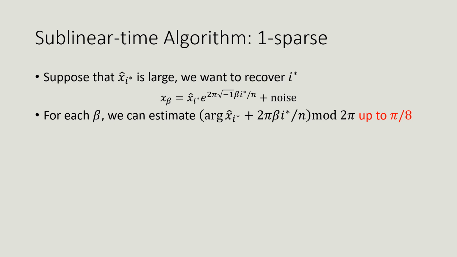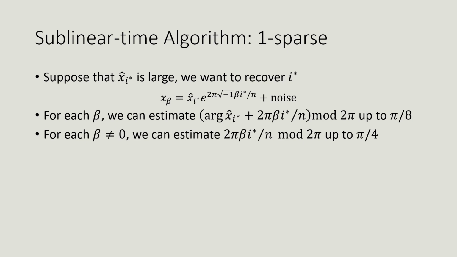So for beta equals 0, we obtain an estimate of argument of x hat I star up to pi over 8. Now for each beta not equal to 0, we can subtract off our estimate of argument x hat I star and obtain an estimate of 2 pi beta I star over n modulo 2 pi up to pi over 4. Moving beta around, we conclude that we can recover 2 pi I star over n modulo 2 pi up to pi over 4 beta.